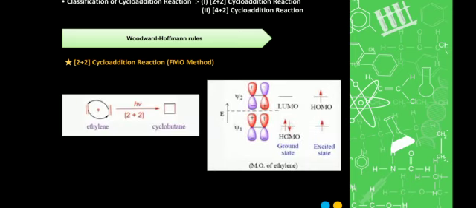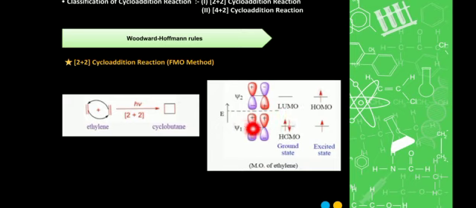Now, the classification of the cycloaddition reaction based on the number of pi electrons of the reacting species is mainly divided into two types. First one is the 2 plus 2 cycloaddition reaction, while second one is the 4 plus 2 cycloaddition reaction, which will be explained by me one by one. First one is the 2 plus 2 cycloaddition reaction, in which the conversion of two molecules leads to a cyclobutane as a product, in which two pi electron systems react, forming a cyclobutane or the cyclo product.